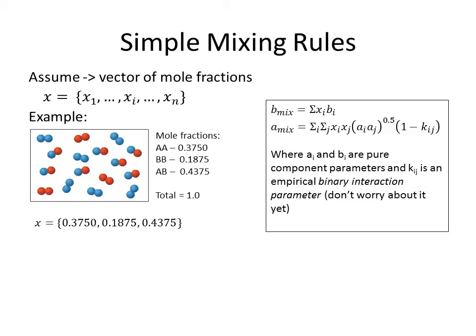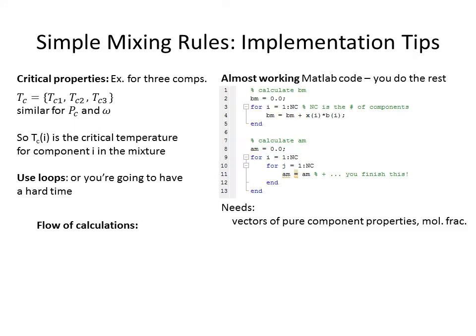So just keep that in mind. Okay, so I put together some tips for you to actually implement this. Like I said before, you want to start using arrays for everything. So your critical properties, this is an example for 3 components. Now you'll have a vector or an array of critical properties.